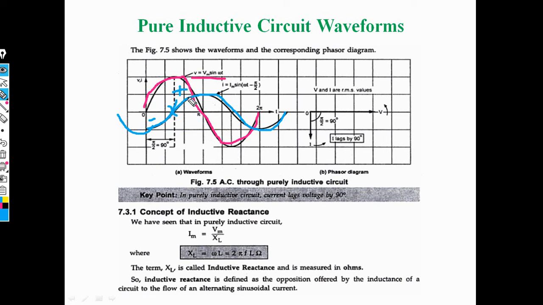Now if we consider the positive part, that is plus pi by 2, then I = Im sin(omega t + pi/2). When we select the positive part, that is plus pi by 2, and when we select the negative part, that is the minus sign, then I = Im sin(omega t − pi/2).